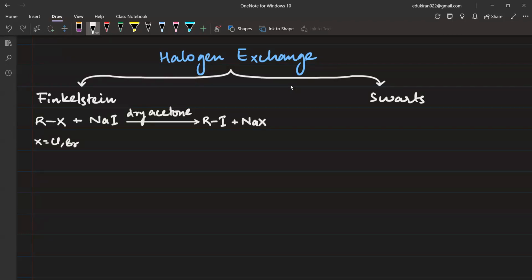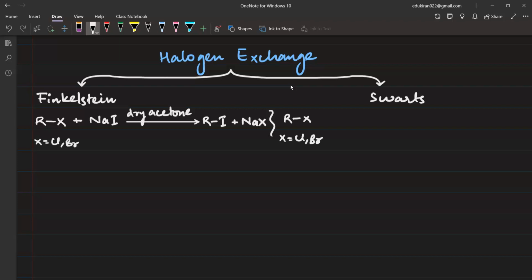Now, in the Swartz reaction, what can happen? We are going to use RX. Now, this RX is also the same thing. X will be chlorine or bromine. So what is happening? You can see one halogen, chlorine or bromine, is getting exchanged by iodine. So that Cl or Br is being replaced by I. That is why it is halogen exchange.